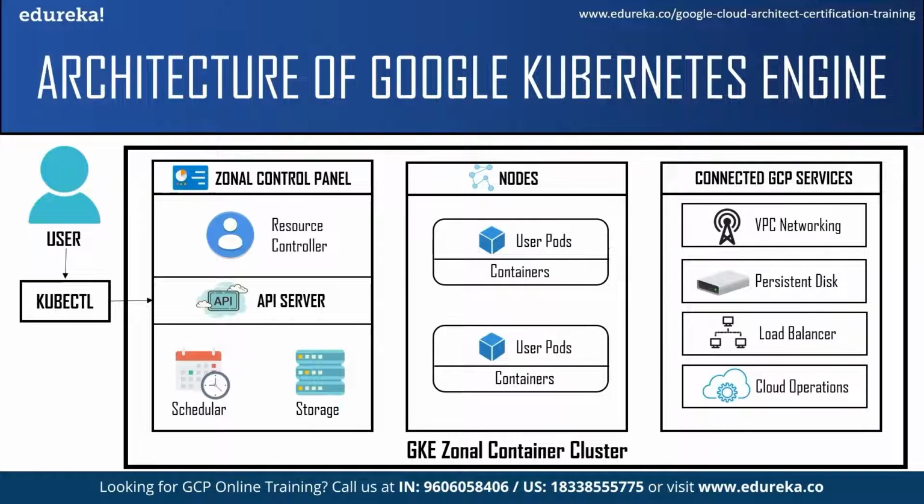You can make Kubernetes API calls directly via HTTP/gRPC or indirectly by running commands from the Kubernetes command line client, that is kubectl, or interacting with the UI in the Cloud Console. Now coming to the nodes.